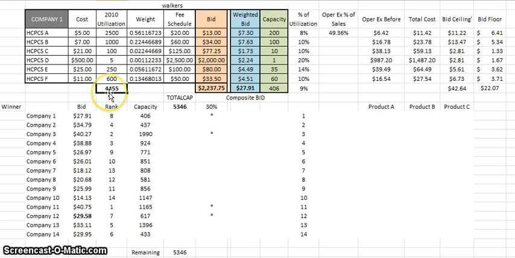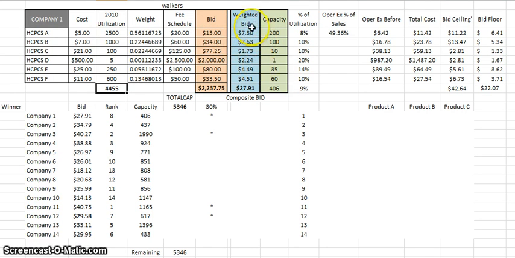Then to determine the weights, we're simply taking the number of units that were paid for by Medicare for HCPC code A and dividing it by the total. That gives us our total weight. Then we do that for each of the different HCPC codes, and that's how each of the weights are calculated for each of the codes. And these weights are what's multiplied by the bid to create the weighted bid amount.